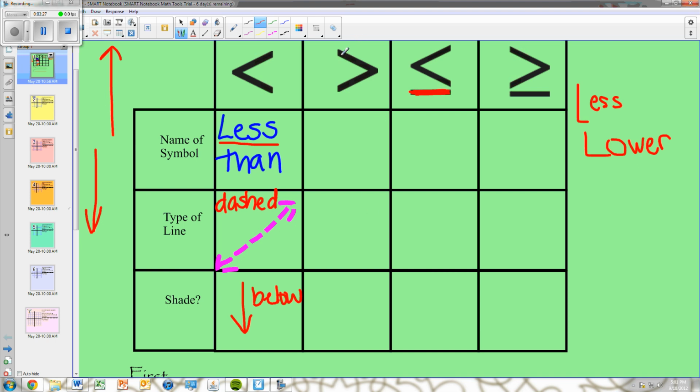All right, our next inequality symbol, this one right here, would be the symbol that we would make with our right hand, and it would make this particular symbol a greater than. Again, when we talk about our type of line, we're looking for this line underneath here. We don't see this line underneath our greater than symbol, so that tells us that our line is going to be dashed. And again, I'm going to write that in there. Dashed.